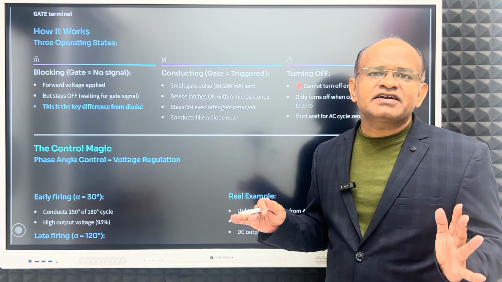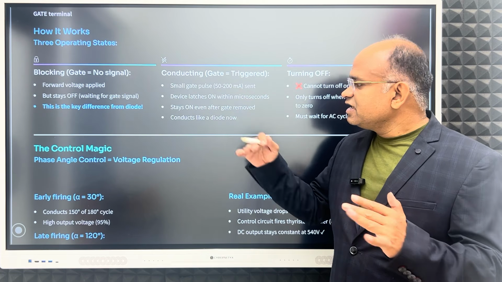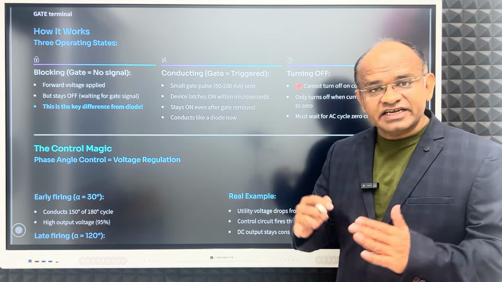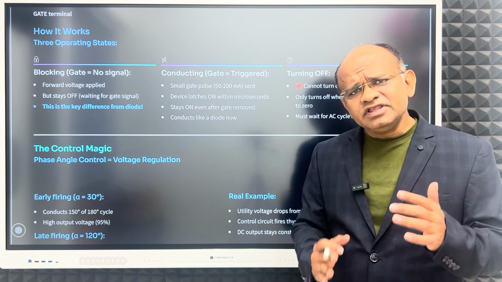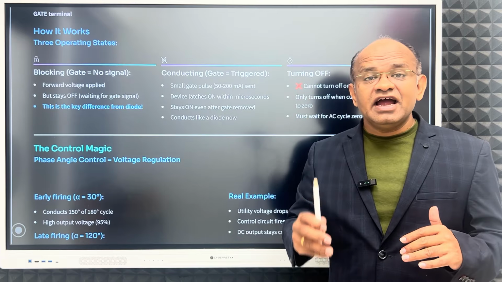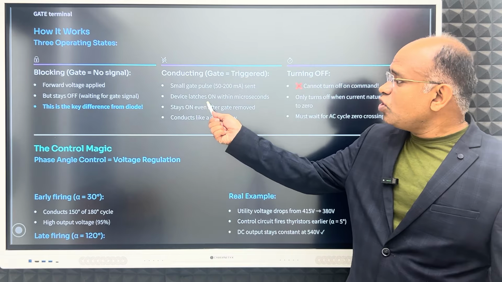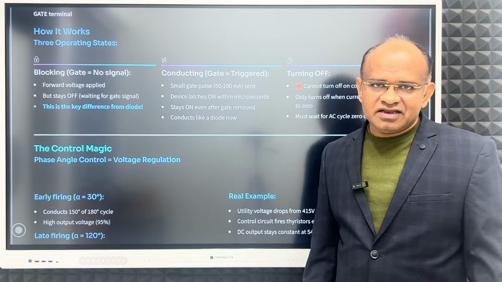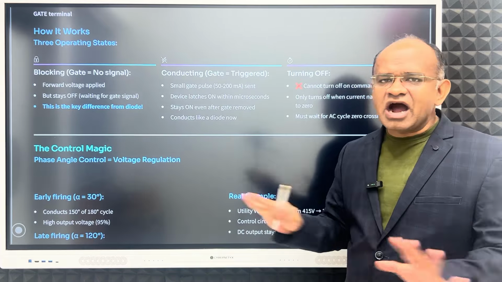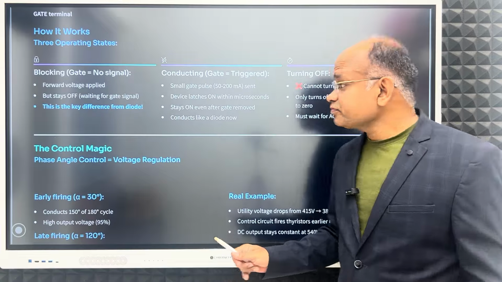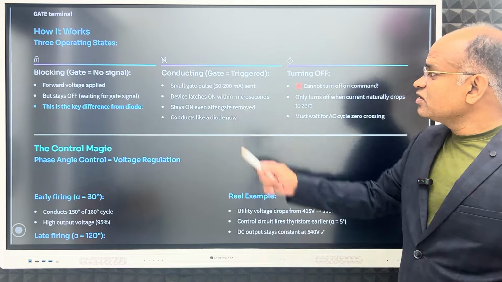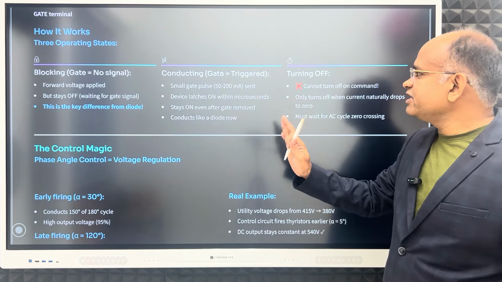Once that barrier is conducting, or open, it will stay on even after the gate is removed. The current path has found its way and it will go through, though you have removed the gate signal or gate current. So it conducts like a diode now. It is a diode now. But to start the current, it needs a trigger current of 50 to 200 milliampere.